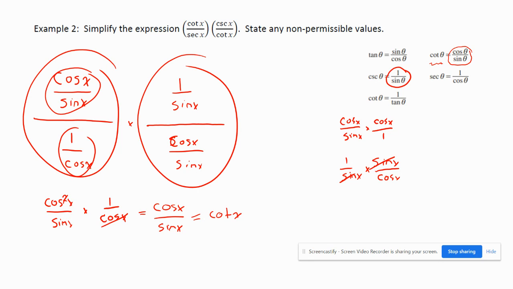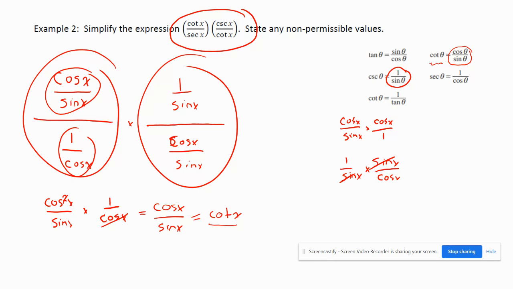Okay. Now the idea here is this expression is quite a bit more complex than just cotangent x over here. So we've been able to simplify this fairly nasty expression down to something much simpler. Now, what else do we need to do? We need to state non-permissible values.